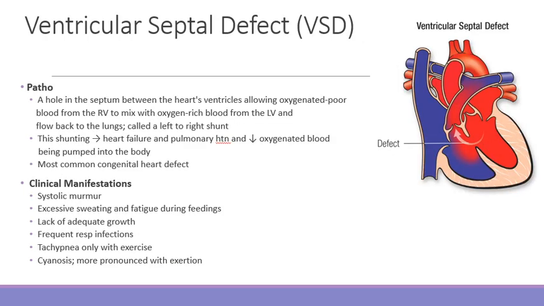Okay, so let's talk about our septal defects, specifically ventricular septal defects. We have a big septum that separates the right side of the heart from the left side of the heart. The right side of the heart has that unoxygenated blood coming back from the body, going to the lungs. The left side has that oxygenated blood that just went to the lungs, dropped off its CO2, picked up its O2, getting ready to move out to the body. So we'll focus on ventricular septal defects.